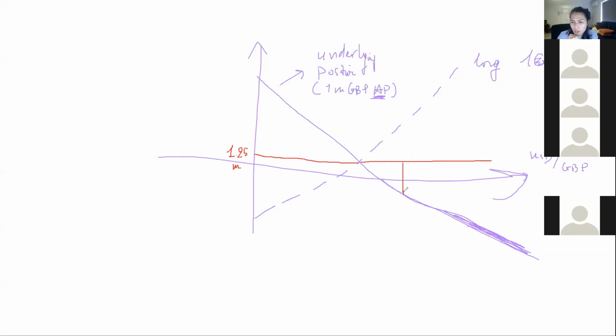So every time the underlying position makes a loss, it will be perfectly offset by a gain in our forward position and vice versa. When the underlying position makes a gain, the forward contract is going to make a loss.